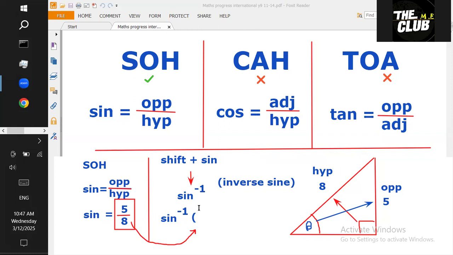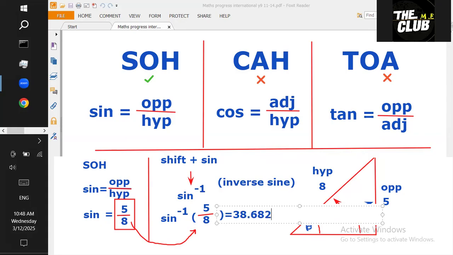So basically, we're going to put 5 over 8 like this. It depends on the fraction you had from the question. Put it inside the bracket, then close the bracket and push equals. This will find the angle for you. So as we said, we push shift and then sine. It will give us inverse sine with an open bracket. We put the fraction inside, which is 5 over 8. In some calculators, you have to close the bracket. Some of them you won't. So the answer will be given to you.